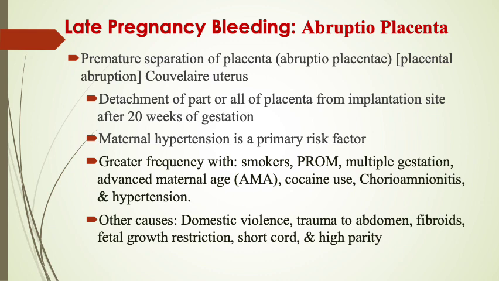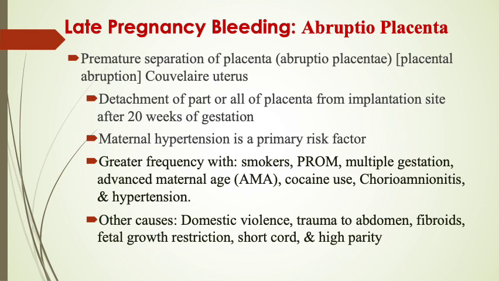So let's talk about the risk factors. What are some of the risk factors that predispose a woman to having abruptio placenta? Maternal hypertension is a primary risk factor. If you remember, one of your case studies was about a patient who had preeclampsia, so you saw some of those assessment questions that the nurse was asking and how it relates to abruptio placenta. So maternal hypertension is a primary risk factor for placental abruption.